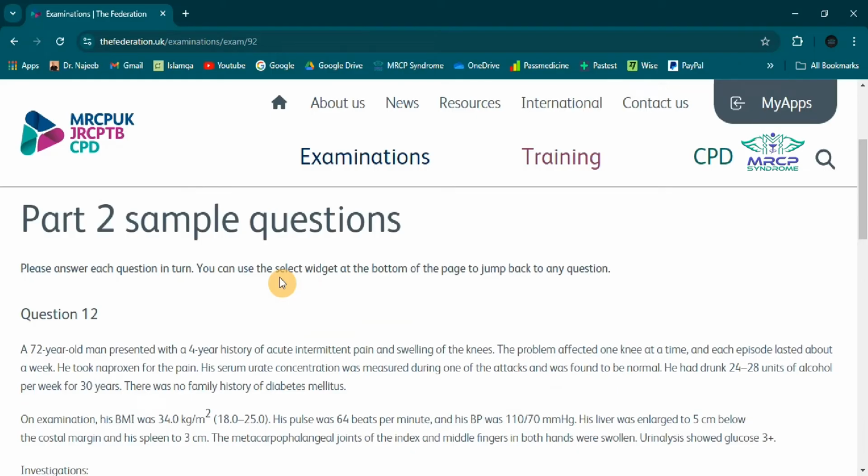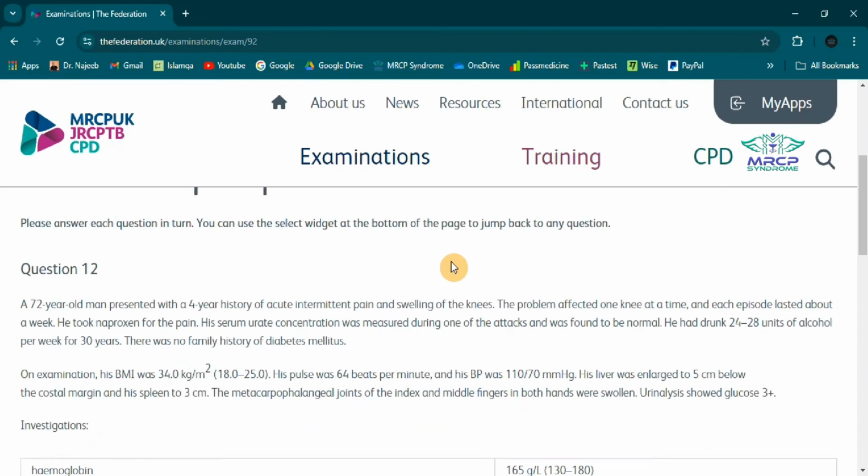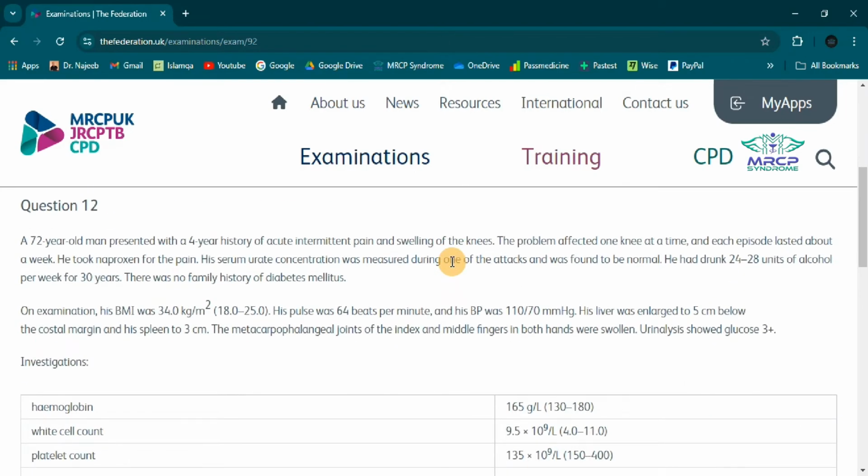72-year-old man presented with a 4-year history of acute intermittent pain and swelling of his knees. The problem affected one knee at a time, and each episode lasted about a week. He took naproxen for the pain. His serum urate concentration was measured during one of the attacks and was found to be normal. He had drunk 24 to 28 units of alcohol per week for 30 years. There was no family history of diabetes mellitus.